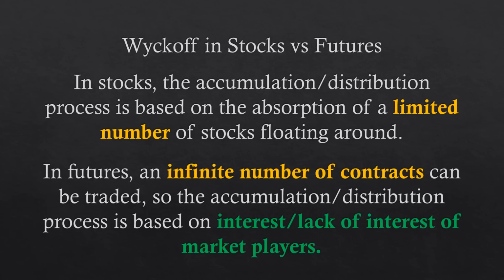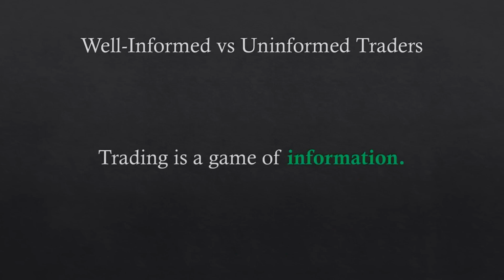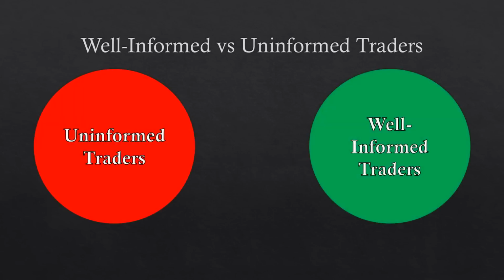Nowadays, most retail traders have the notion that there are different types of market participants with different degrees of power in the market. It's useful to realize that trading is a game of information, meaning that the success of a market participant is not precisely a function of capital, but a function of information. In that sense, we can separate the market into two types of players, the well-informed and the uninformed.